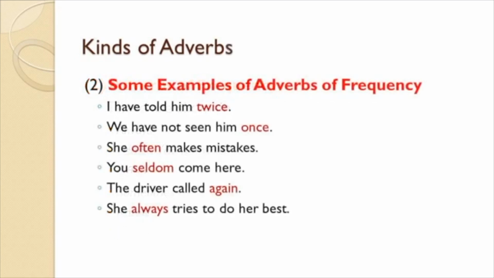Let's have some examples of adverbs of frequency to understand it better. I have told him twice. We have not seen him once. She often makes mistakes. You seldom come here. The driver called again. She always tries to do her best. In these examples, the words twice, once, often, seldom, again, always talk about the frequency of the event.